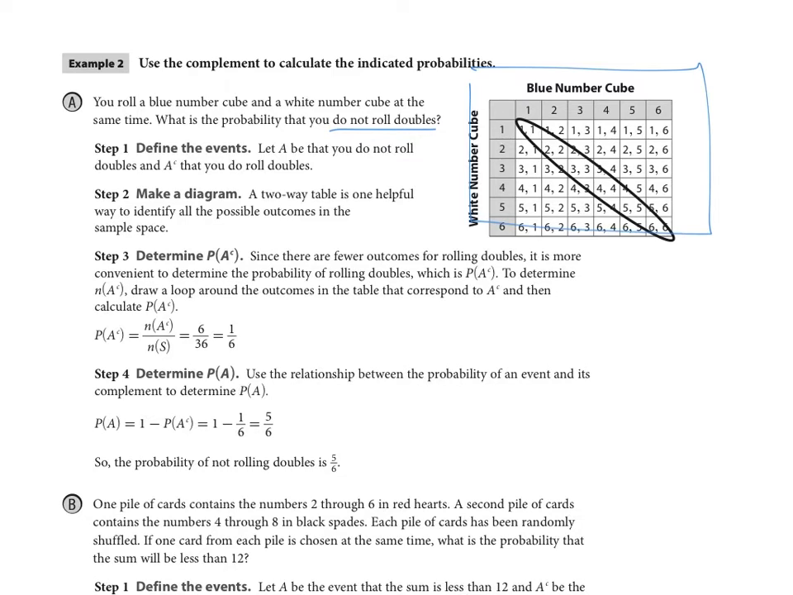So in step 4, we're just going to use this relationship that we encountered on the previous page, that those two probabilities have to add up to 1. And so if we want the probability of no doubles here, we're simply going to take 1 minus the probability of getting doubles, which is what we just calculated. So that's 1 minus 1/6, or 5/6. And so the probability of not rolling doubles is 5/6. Let's look at part B.